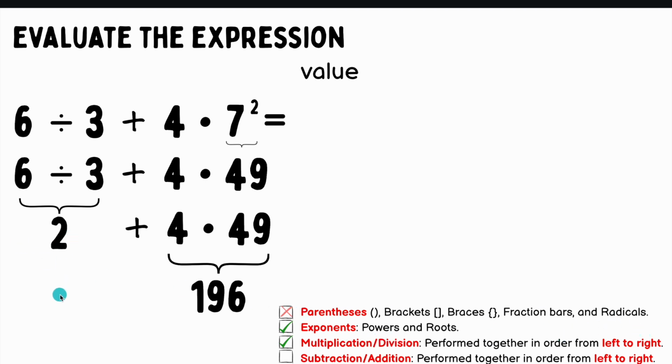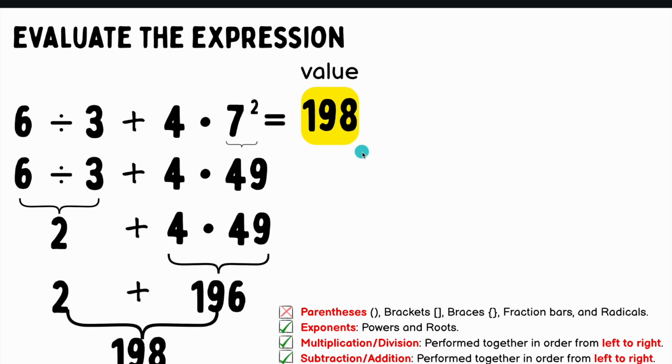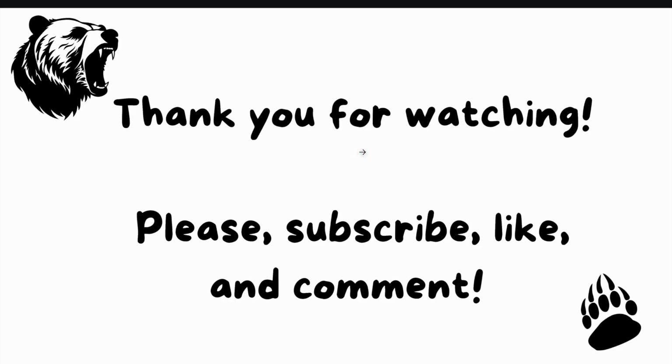Finally, let's bring everything down. We have 2 plus 196. Now we have to do subtraction or addition from left to right. We notice we only have addition. 2 plus 196 equals 198. We are finished with subtraction or addition from left to right. The value of 6 divided by 3 plus 4 times 7 to the second power, or 7 squared, is 198.